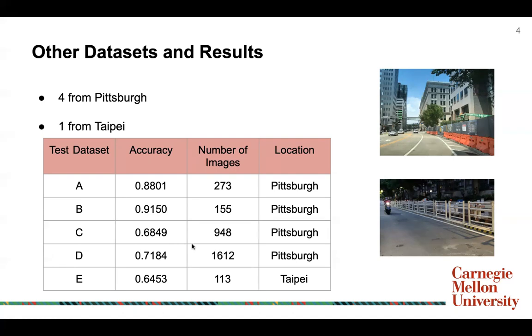We can see that the performance on the Taipei dataset is relatively low. We think it is probably because the environment and appearance of the construction zone in Taipei differ from the training dataset, which is the Google Engine dataset. On the right, you can see 2 pictures. The one above is from a Pittsburgh construction zone, and the one below is from a Taipei construction zone. You can see that the appearance of the fences is quite different.